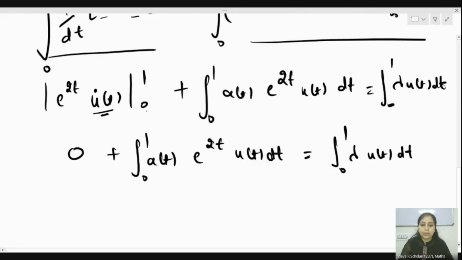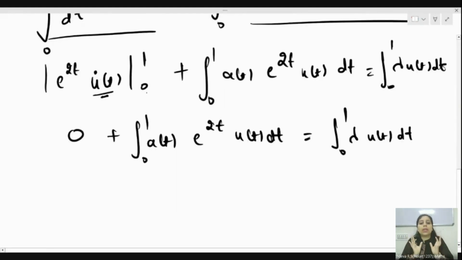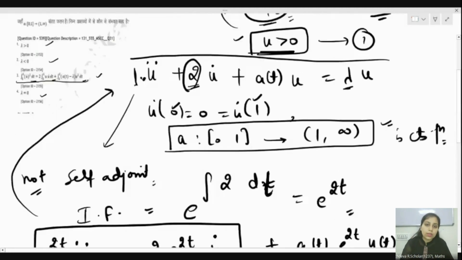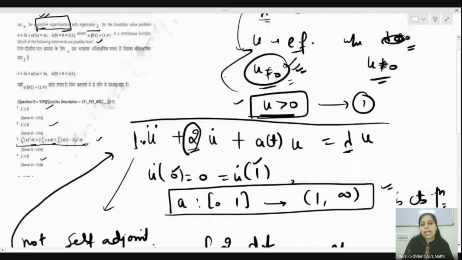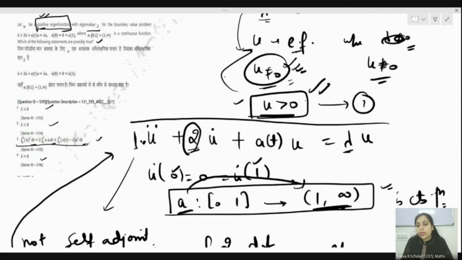Now see, we are to comment on lambda. So stop here. In the question, we have u as a positive eigenfunction. Also, a is the function whose range or codomain is between 1 to infinity.